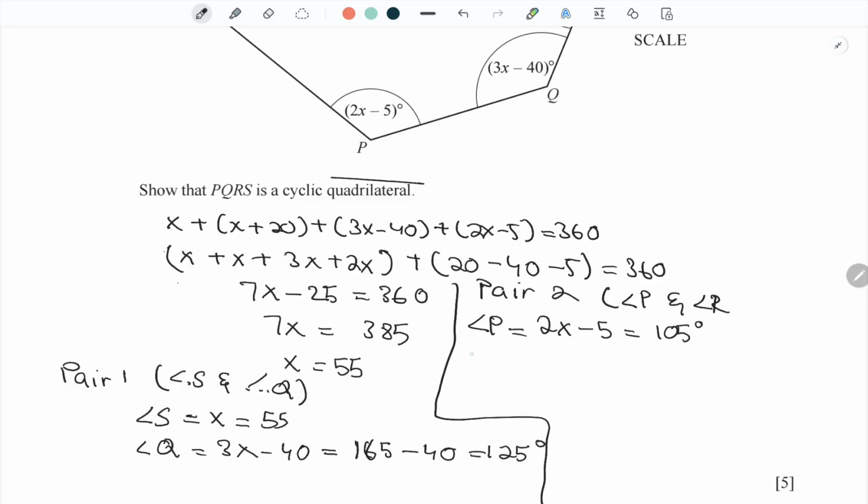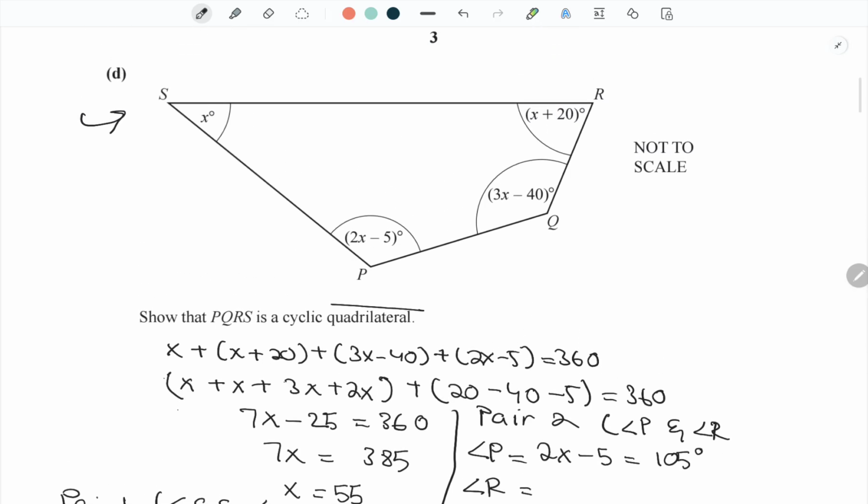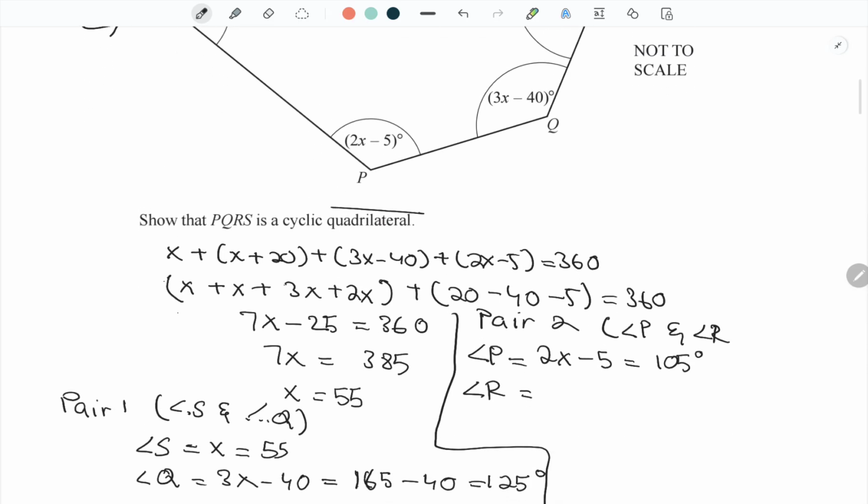right? Now we do the same for angle R. So angle R, we have x plus 20. That means x is 55 and 55 plus 20, so we get the value 75, right?